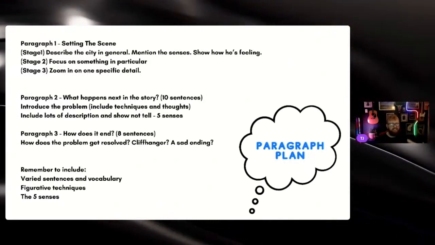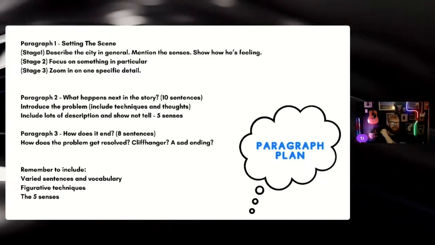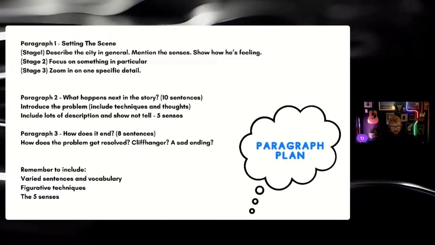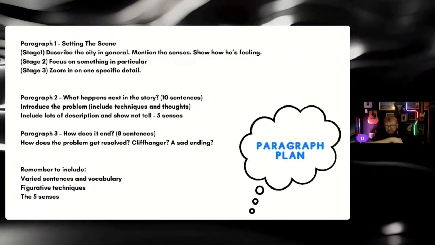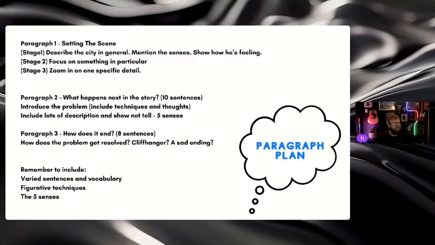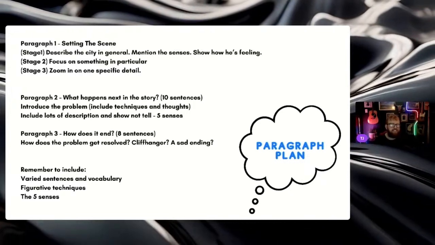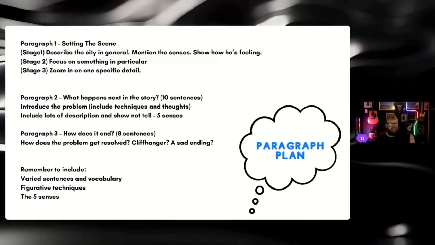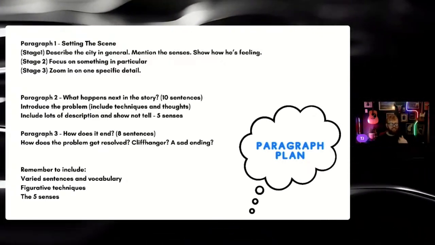You can have a cliffhanger, a sad ending. You can have an ending where there's a bit of a twist. Maybe they turn around, they're chasing another thief, and it turns out to be a relative or something like that. So you can play around with these different endings to have a go with. But the most important thing to remember to include is varied sentences, varied vocabulary, and lots of examples of the 5 senses.